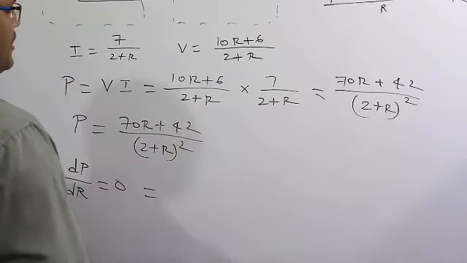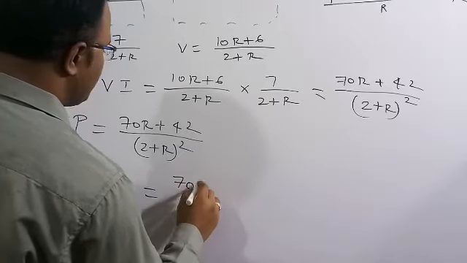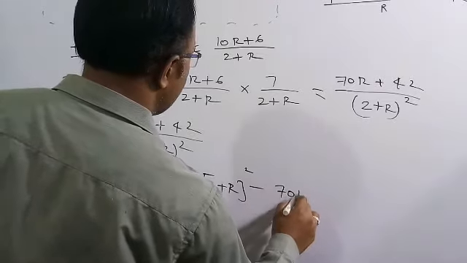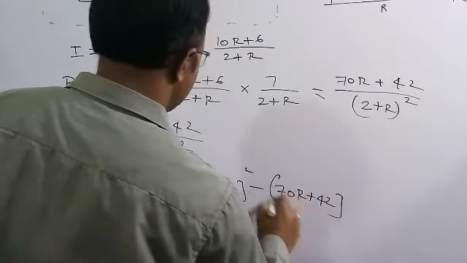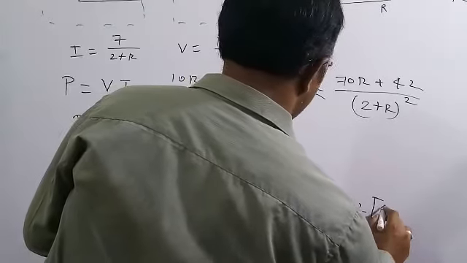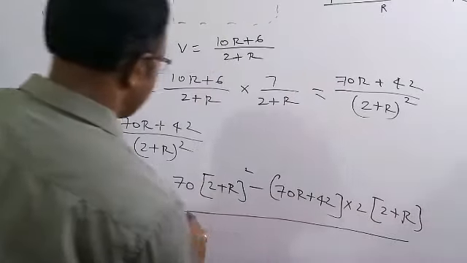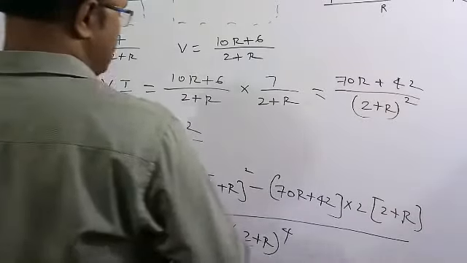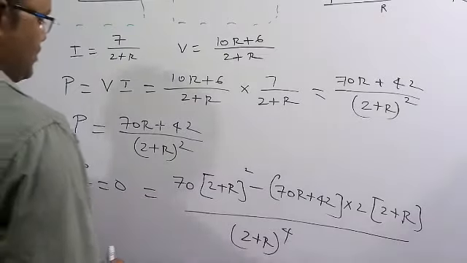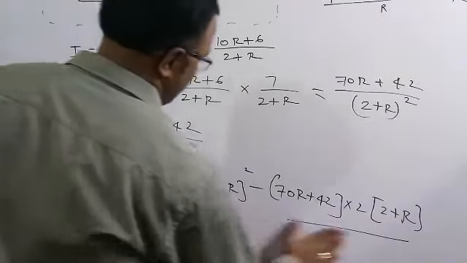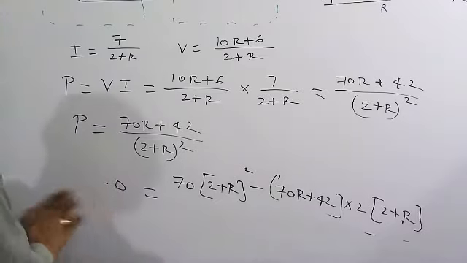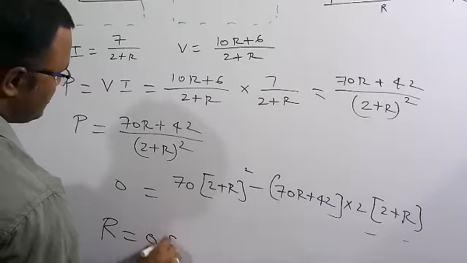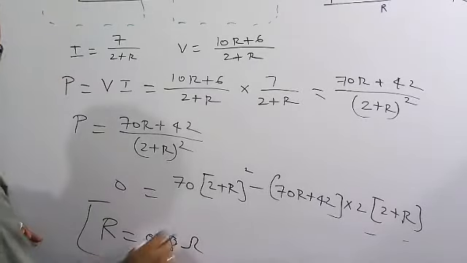This is u by v, right? So it is u derivative into v minus u into v derivative, which is this one into (2 + R), divided by v square. v square is (2 + R) whole square. If you equate to 0, then the upper part has to be equal to 0. So I am doing it directly here. This term will go to the right side and become 0. If you simplify this whole thing, we will get R is equal to 0.8 ohm. This is the required solution of this numerical.